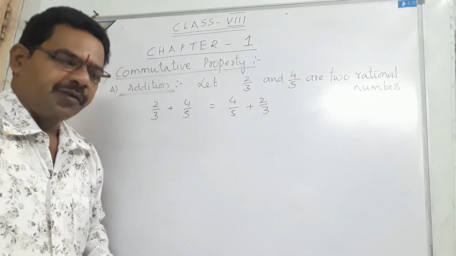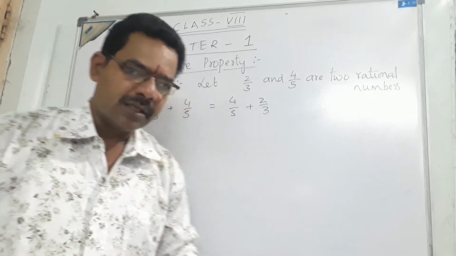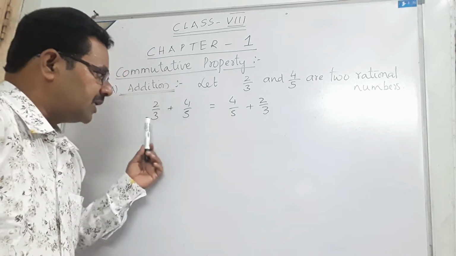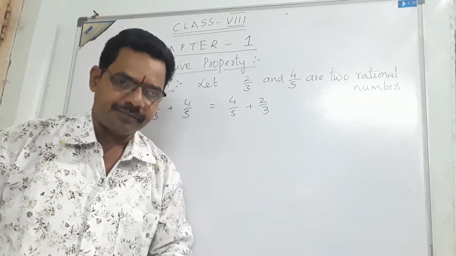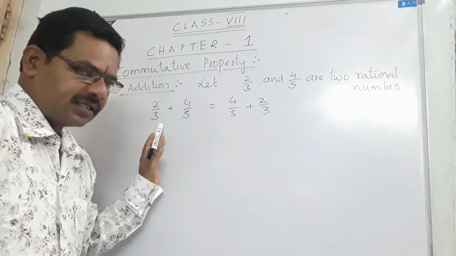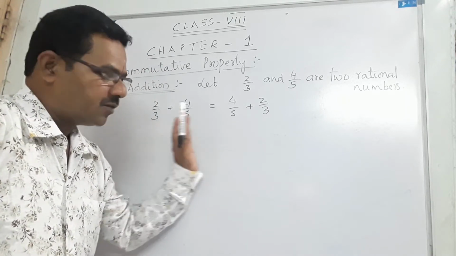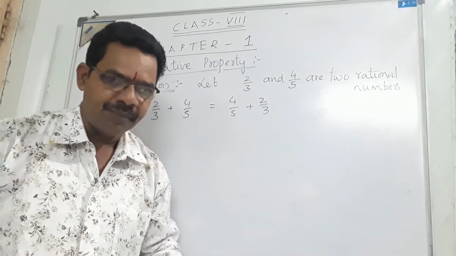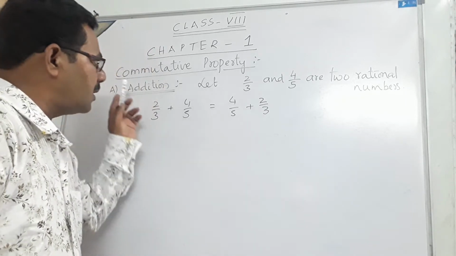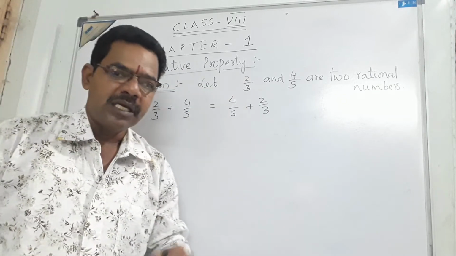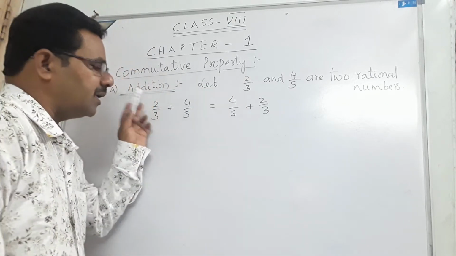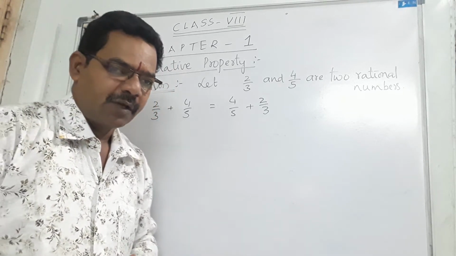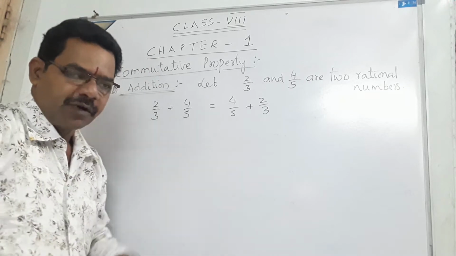That means if we have taken two rational numbers, the first one is A and the second one is B, then in addition A plus B is equal to B plus A. If this is satisfied, that means the left hand side is equal to the right hand side, both answers are the same, then we can say the commutative property is followed in rational numbers under addition. Otherwise, we can say it is not followed. Okay, so we have to check whether it is following or not.